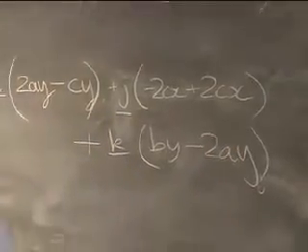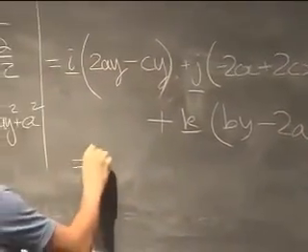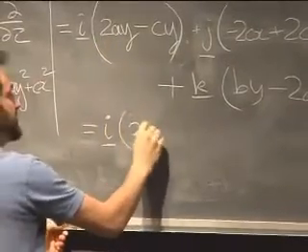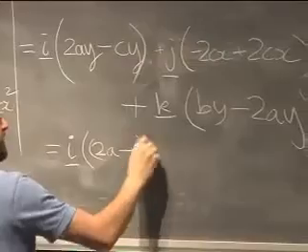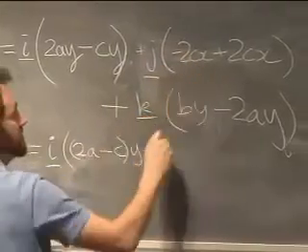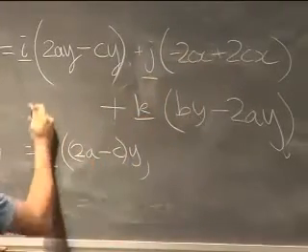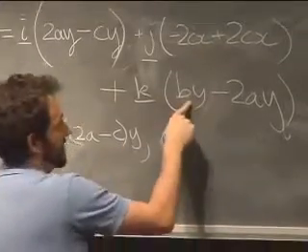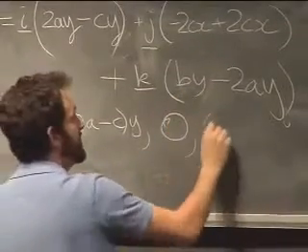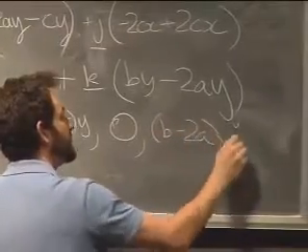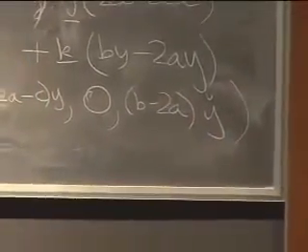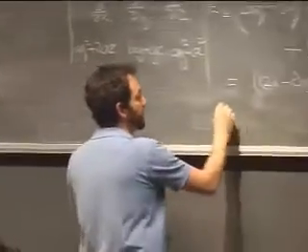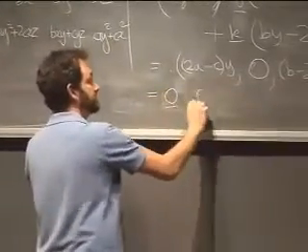Okay, so this is equal to (2a minus c)y, comma, that's just 0. I'll write it as a vector now. Comma, 0, comma, and then the k-coordinate is (b minus 2a)y. Okay, so that's the curl. That's the curl. This has to equal 0 for all x, y, z.